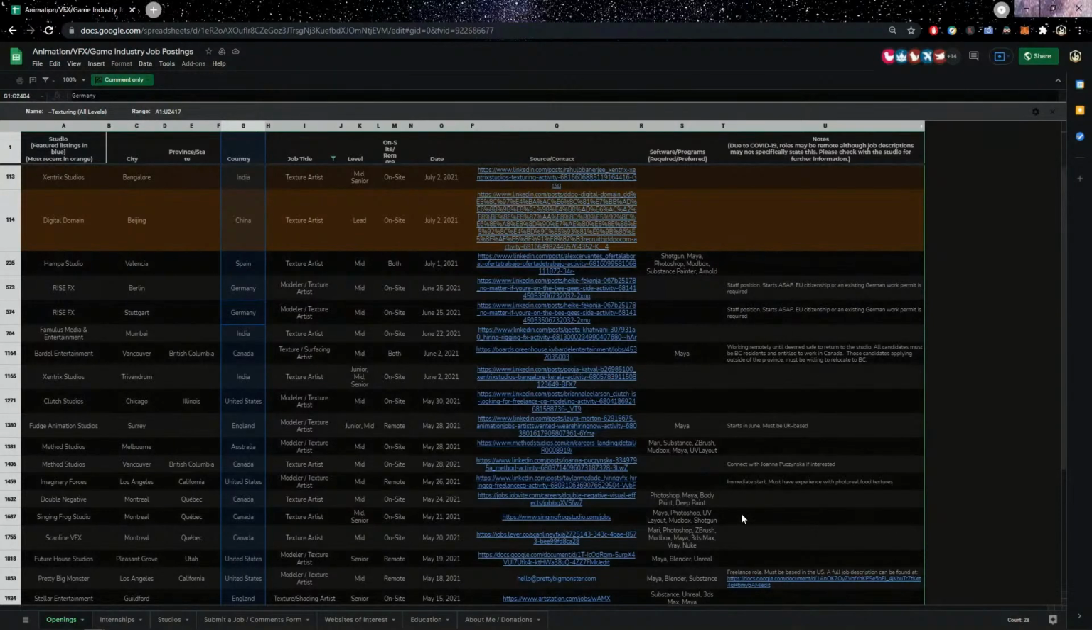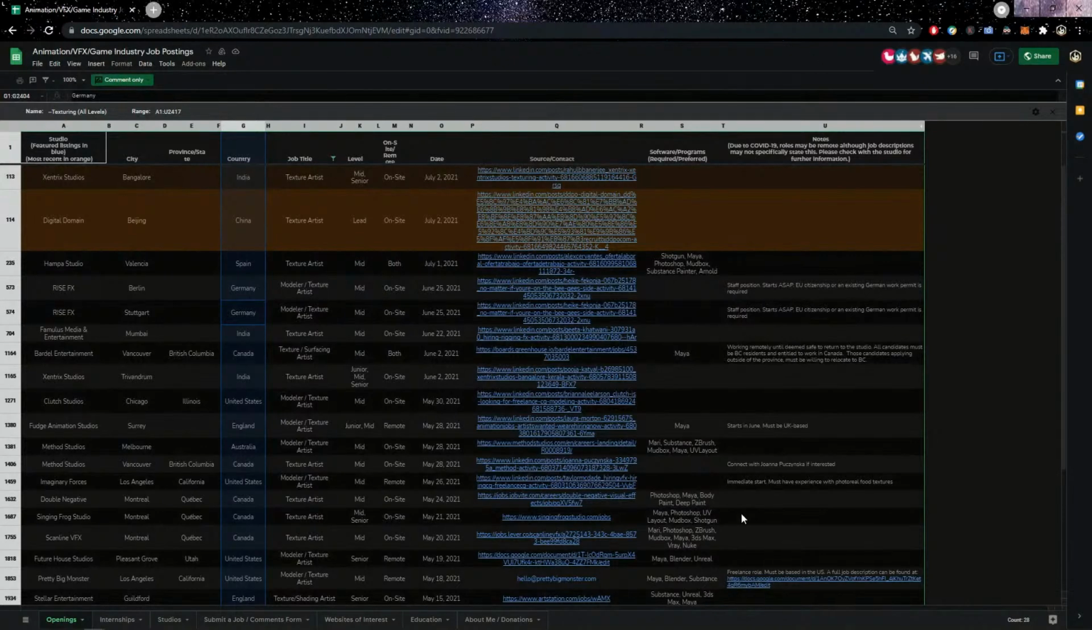Because if you're trying to, let's say, design a price as an effects artist, you don't want to be charging the same thing as a texture artist. Why is that? Well, supply and demand. There is more demand for effects artists just based on the number of available positions.